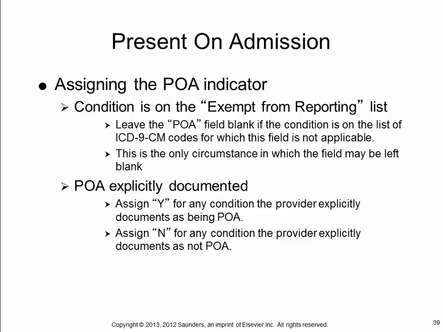Now, if a condition is on the exempt from reporting list, you leave that POA field blank. Okay? That is the only time you could have a field blank, is if it is on the exempt from reporting list that is put out by the federal government. Okay? If a POA is explicitly documented, you give a Y as yes, they had it. If it's explicitly documented as no, they did not have it, you put it as an N.